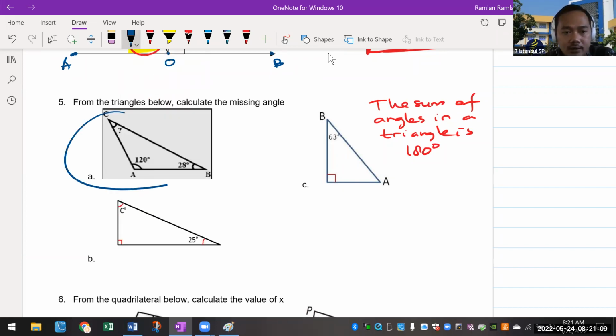We have a triangle, right? That's the first thing that you need to know. The second one, we have this angle is 28 and this angle is 120 and this angle, we don't know yet, okay? So we want to find the size of that angle, okay?